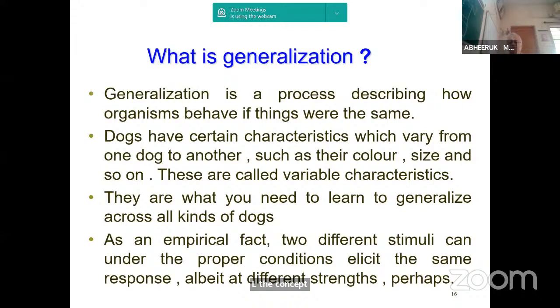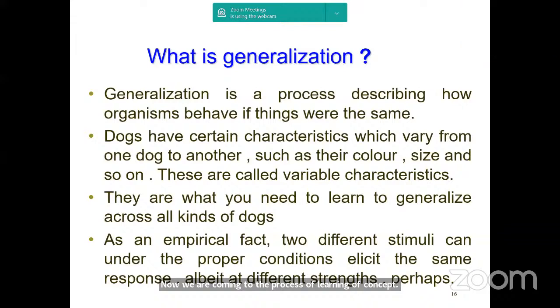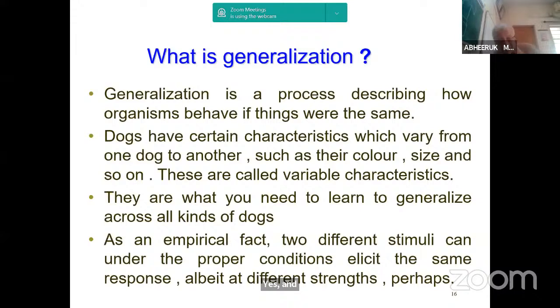Now we are coming to the process of learning of concepts. Up till now, is it okay? Is it clear? Yes, sir. Okay. This is the concept. I think you know most of the things; I have only organized the information.